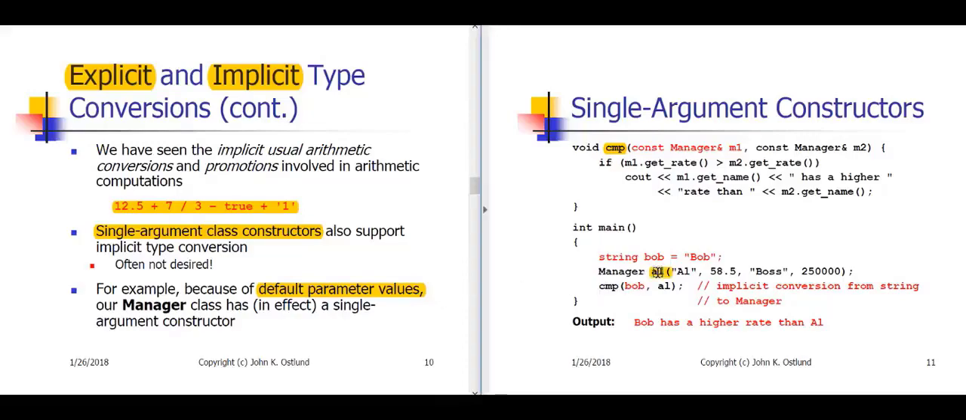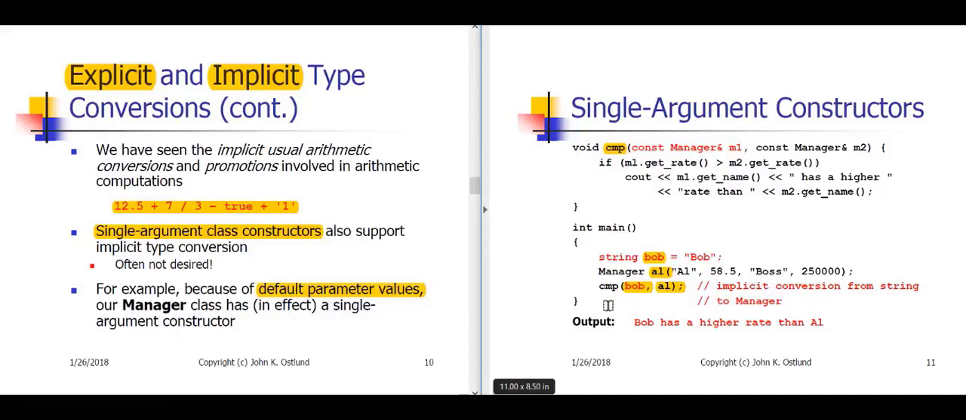Al is a manager object that we have initialized using all 4 argument values. Name is Al, rate is 55.5, title is boss, budget is $250,000. And above Al we have Bob, which is simply a string initialized from the string literal Bob with a capital B. Now you would think that if I pass Bob as an argument to CMP along with Al, that would fail because Bob, after all, is just a string object.